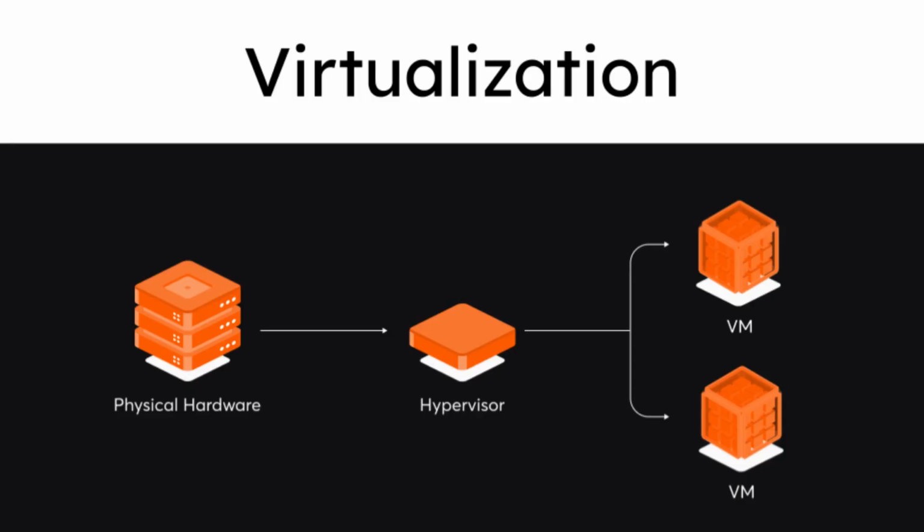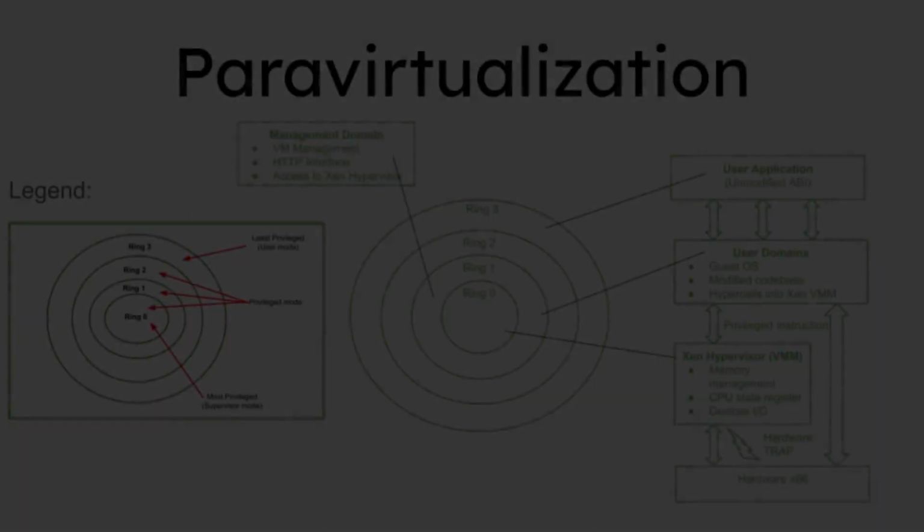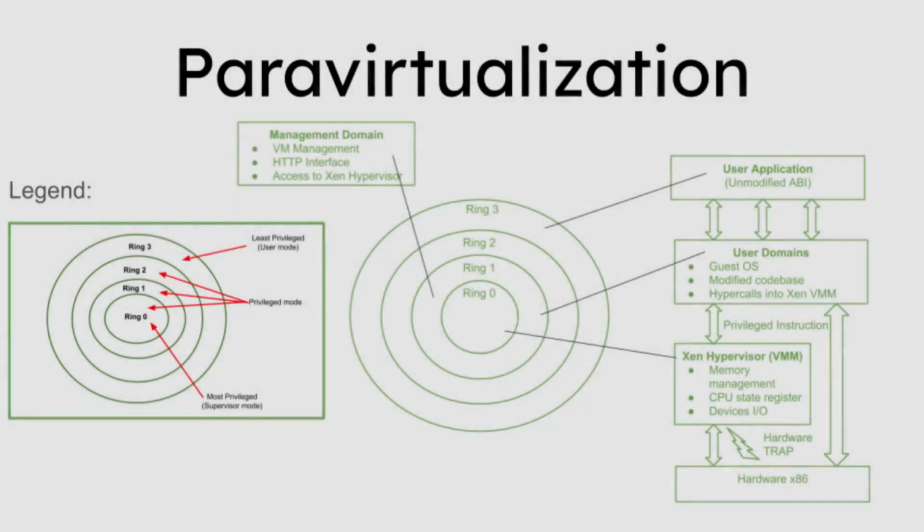Instead of fully emulating hardware, they use something called para-virtualization. This means that the guest operating system knows it is running in a virtualized environment and communicates directly with the hypervisor using controlled interfaces. This reduces traps, avoids expensive instruction rewriting, and cuts down overhead.